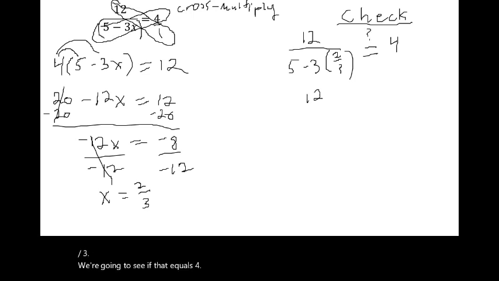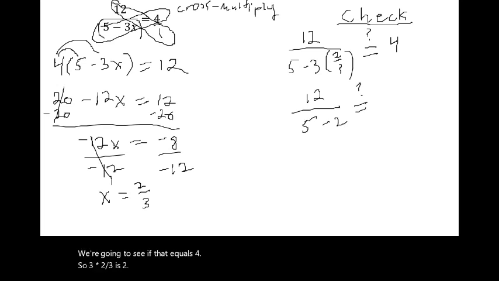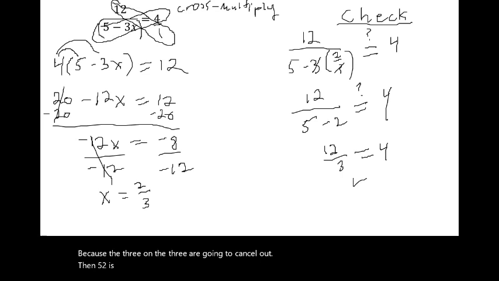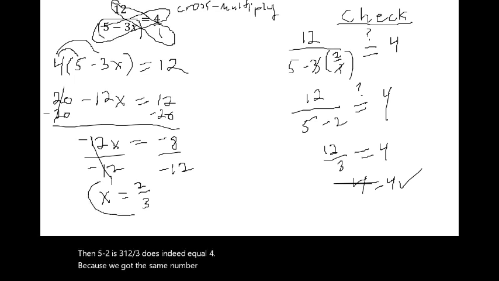So 3 times 2/3 is 2, because the 3 and the 3 are going to cancel out. Then 5 minus 2 is 3. 12 divided by 3 does indeed equal 4. So because we got the same number on both sides of the equal sign, that means x equals 2/3 is our final answer.